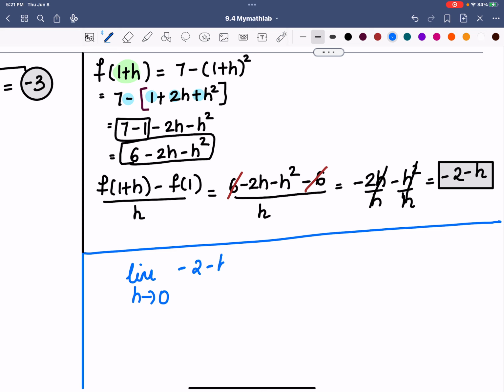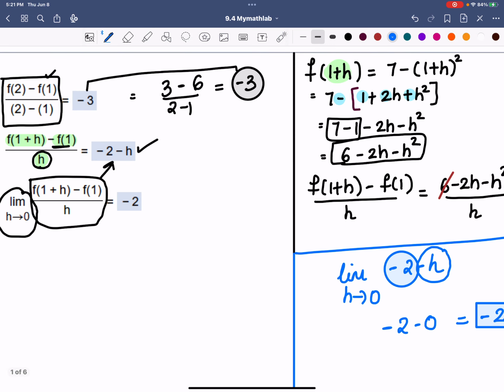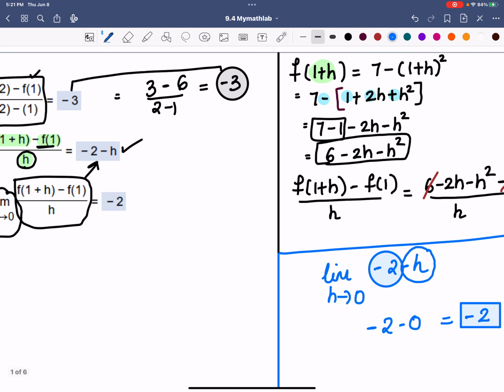-2 minus h. And from your limits, you know that limit of -2, because it's a constant, it's -2. Limit h goes to 0, -h is 0, so minus 0. Your final answer is -2. And let's see if that matches. Dun, dun, dun. Yes, it does. So that's how you do it. You do it step by step.